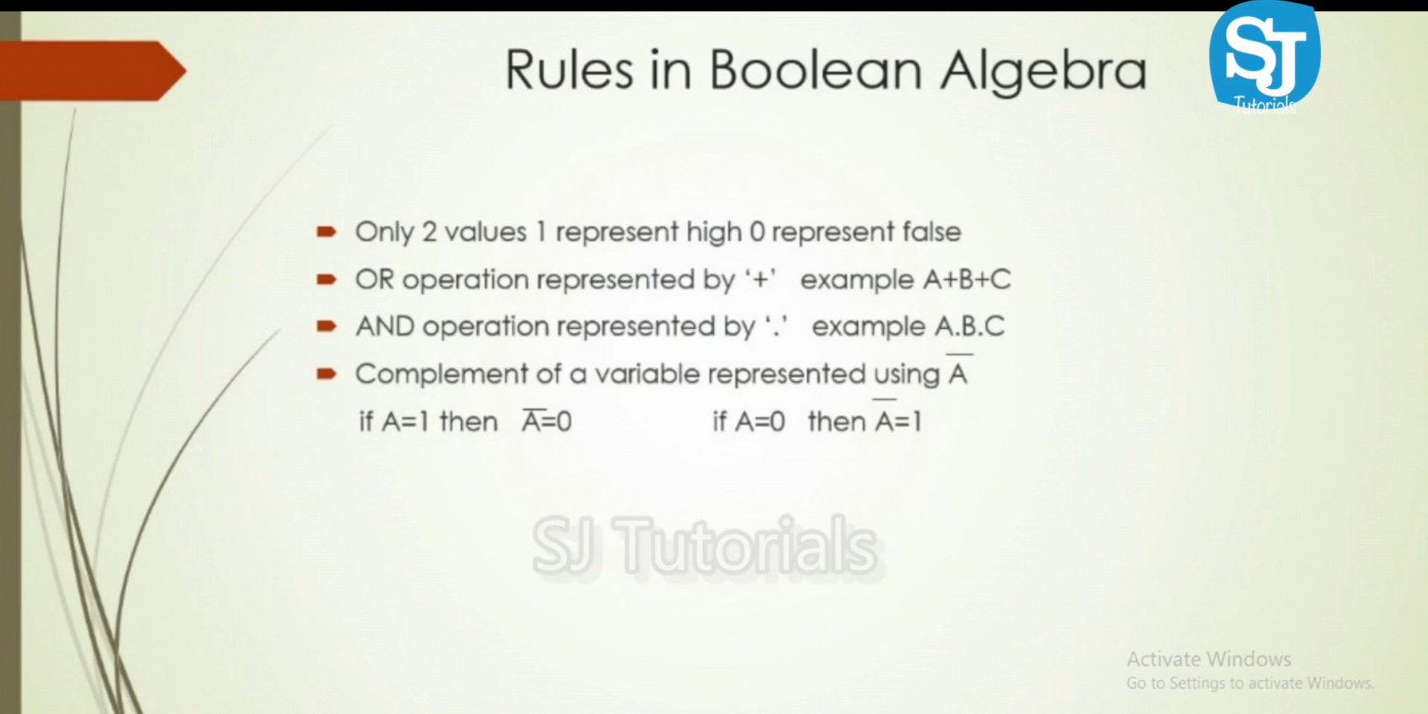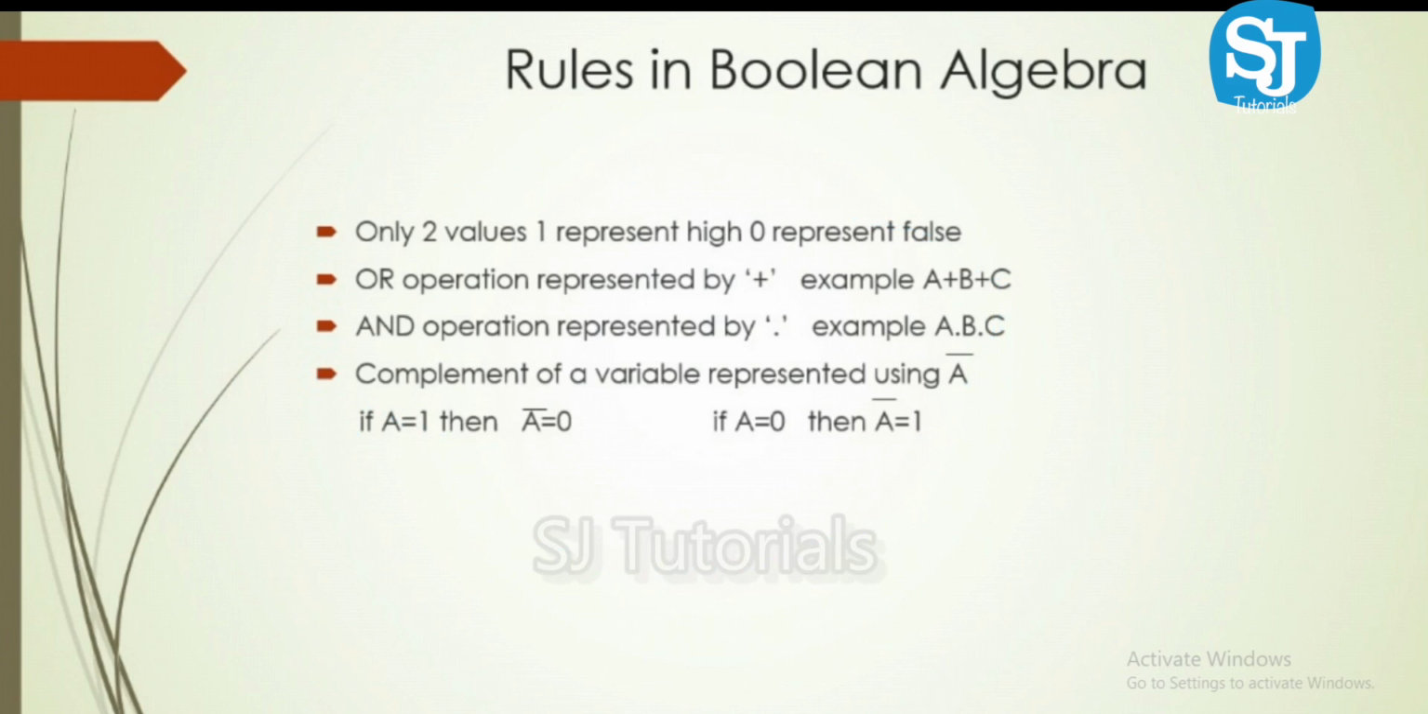The complement of a variable is represented using A bar. Complement means just the opposite of that digit. That means the NOT gate is represented in the complement form. The top bar on the A represents A bar. If the value of A is 1, then A bar is 0. If the value of A is 0, then A bar is 1. So it is just complemented.